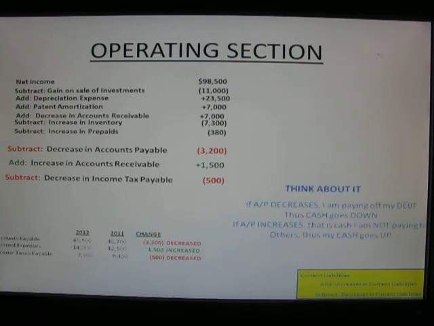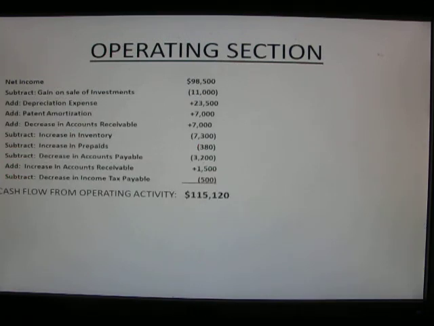Once again, make sure it makes logical sense to you. If my accounts payable decreases, I'm paying off debt, cash goes down. If accounts payable increases, that's cash I am not giving up, so my cash increases. And there's your operating section. Cash flows from operating. When you add and subtract all the numbers we've just spoken about, you get 115,120. Yay, that was not so bad, was it?